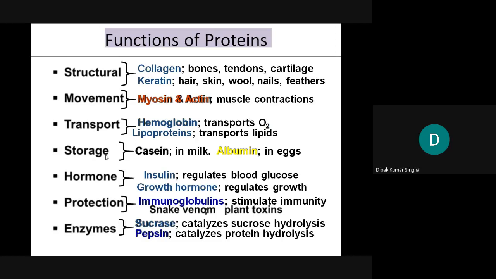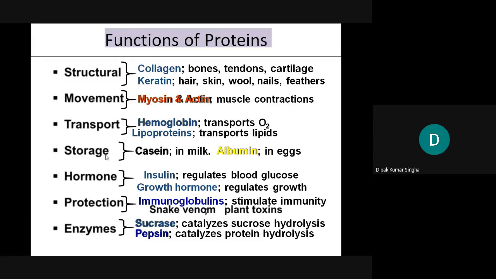Another is storage protein. Sometimes protein is stored, for example casein in milk and albumin in eggs. These are storage proteins. And hormones like insulin, which regulates blood sugar, glucagon, which decreases blood sugar, and somatostatin growth hormone, which regulates growth. And protection: immunoglobulins, or antibodies, stimulate immunity, and snake venoms and plant toxins also protect the snakes and the plants.